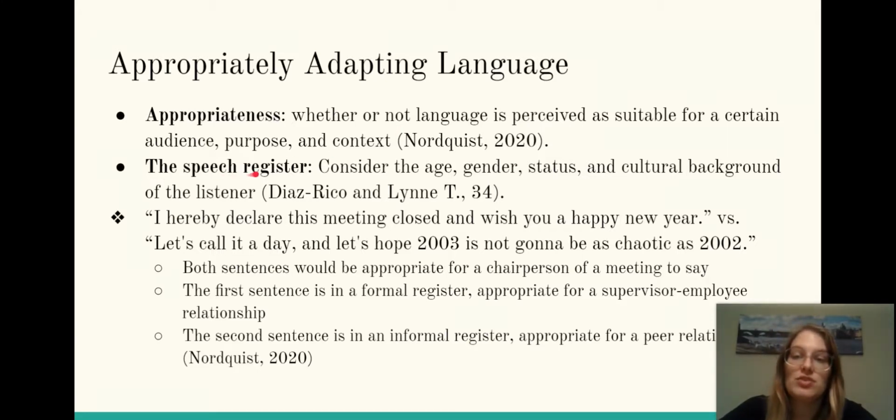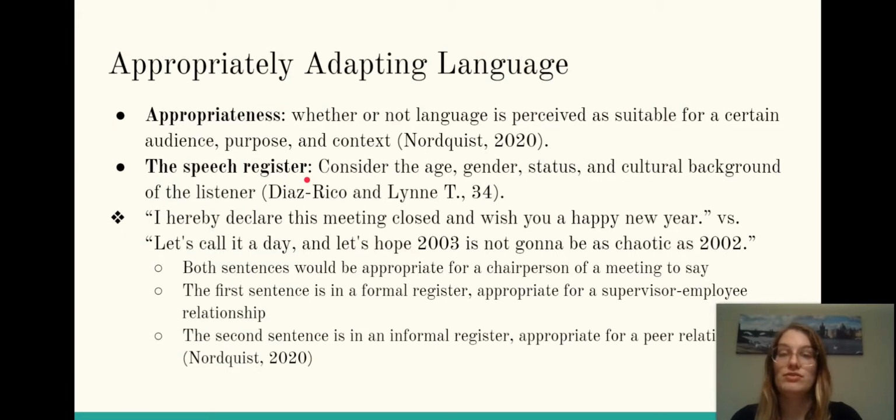And the speech register shows that appropriateness. In a speech register, you're considering the age, gender, status, and cultural background of the listener. All of those factors will tell you what kind of speech register you're using. So speech register could be formal.